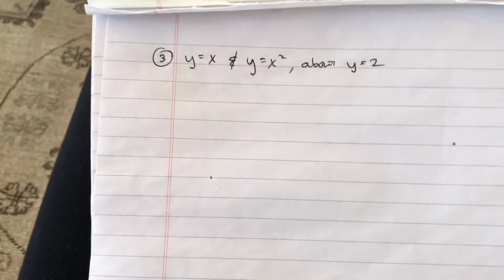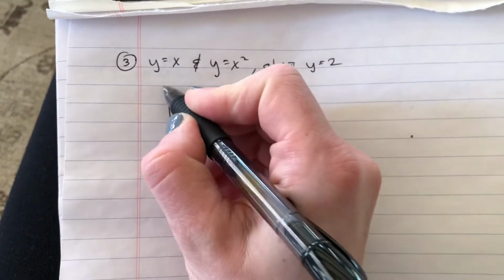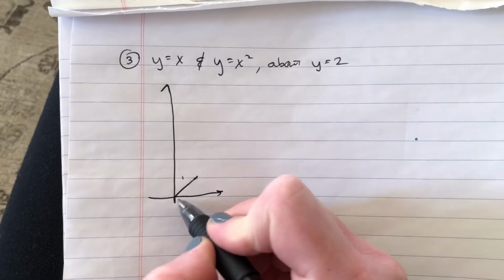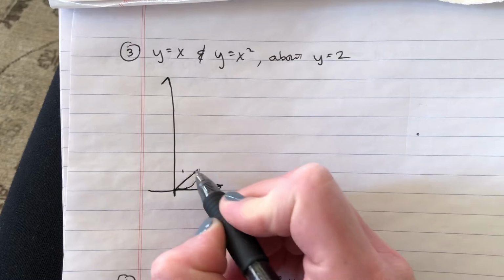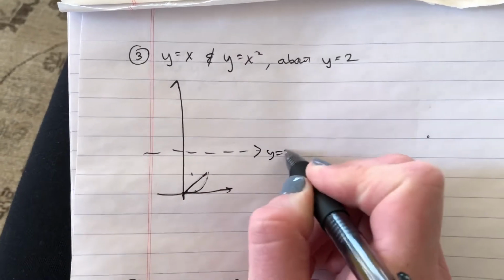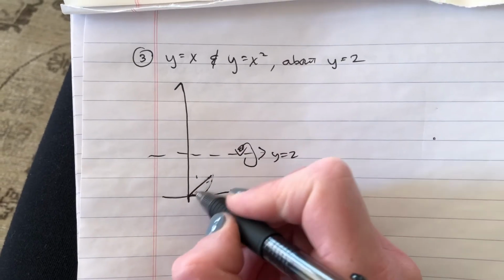Next one is number 3. Same region, but a different line to revolve around. So I'm going to graph y equals x and y equals x squared down here. And I want to go about y equals 2 this time. So there's just an extra gap. All right, so this is my original region.